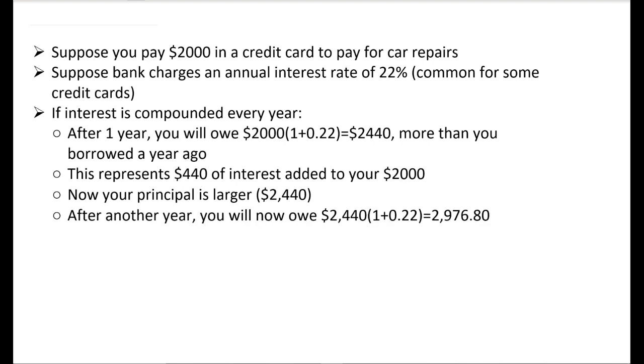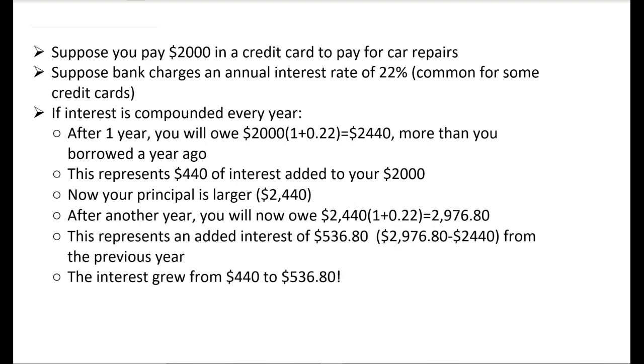All right, so after another year, now you'll owe $2,440. You take that amount that got larger, and now you apply it to the formula again. So now you owe $2,976.80. Even more. So that's after 2 years. Now, how much more is that from the first year? Well, this actually represents an increase in interest. The interest went from $440 to $536.80. It didn't just add another $440. It actually added $536.80 instead of $440.